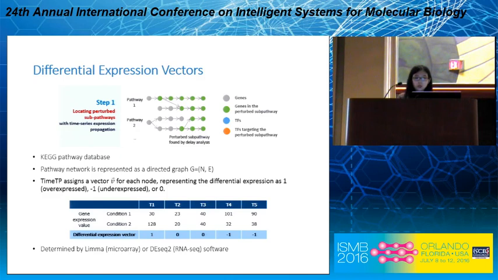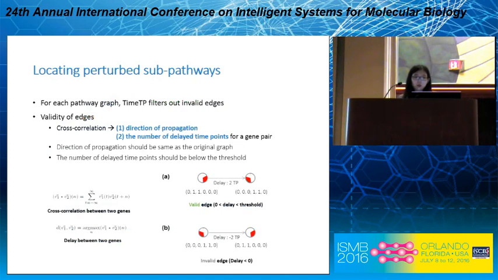And so you know the pathway topology, and you have the expression vectors in each node. So to find the subpathway, you need to eliminate some invalid edges from this pathway graph. To do so, we use cross-correlation here, and the validity of edges can be calculated by cross-correlation, which can show the direction of propagation and the number of delayed time points between 2 genes.